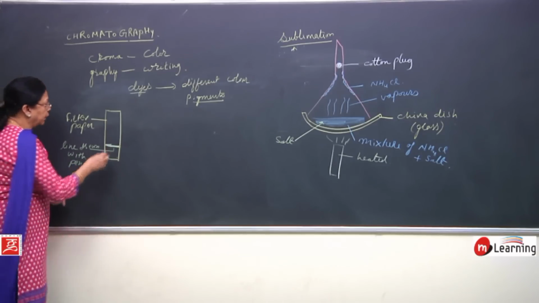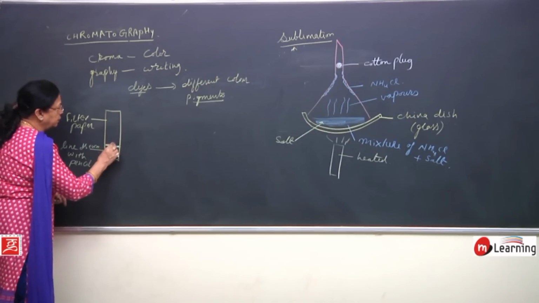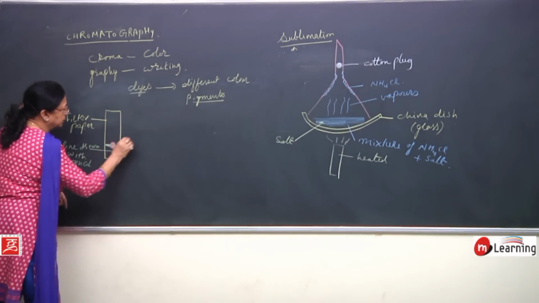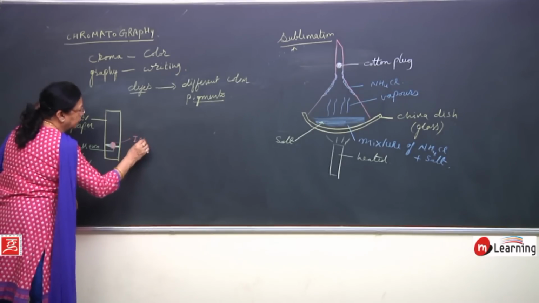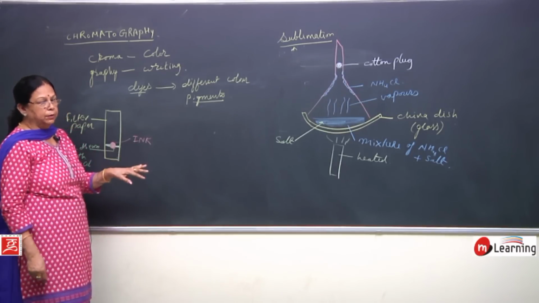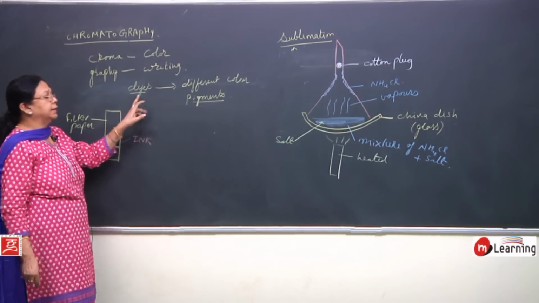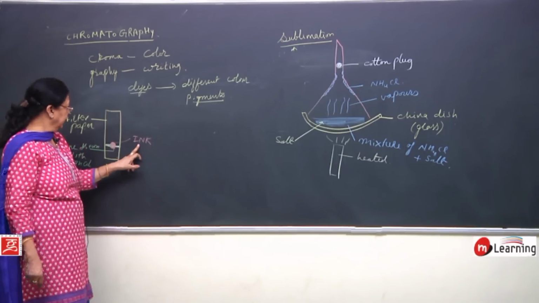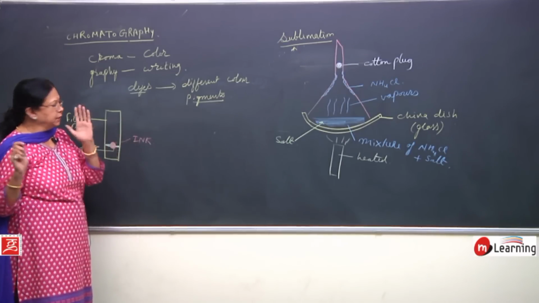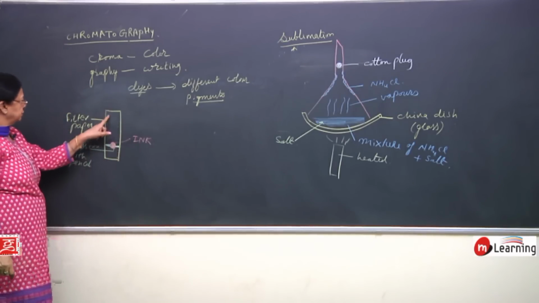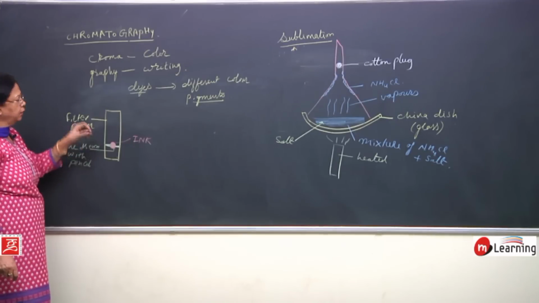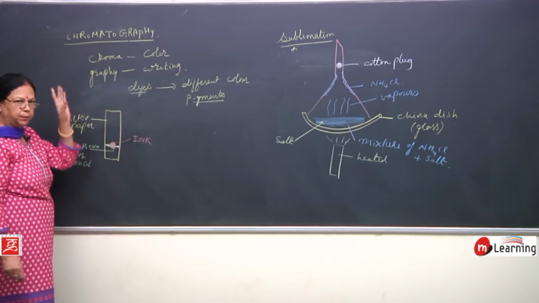And on that line, what is done? A drop of ink is poured. Ink is colored, either red or blue. It has dye and it has different pigments, right? So, ink is taken, either red ink or blue ink, and we have to separate the different components of this ink. So, first a strip of filter paper is taken, a line with pencil is drawn on it, and on that line a drop of ink is poured, right.